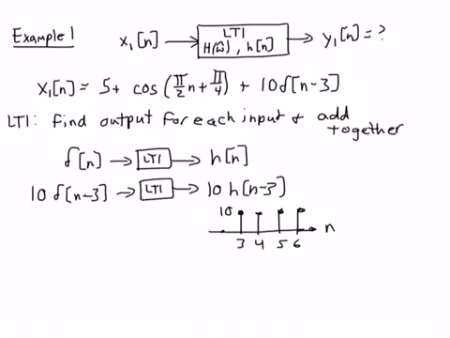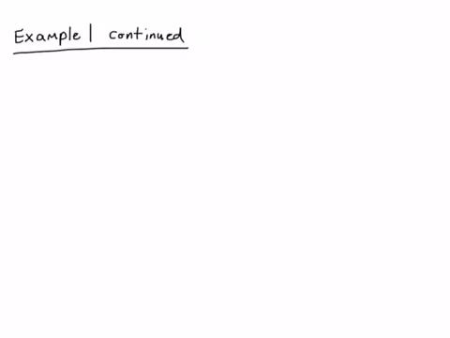So now we have to solve for the outputs for these other two terms, the 5 and the cosine of pi over 2 n plus pi over 4. And so let's actually move over to the next slide and we'll solve the rest of it. So 5, we can think of 5 as just a constant, so 5 is also equal to 5e to the j 0n, right? It's a zero frequency signal, so it's a DC signal.